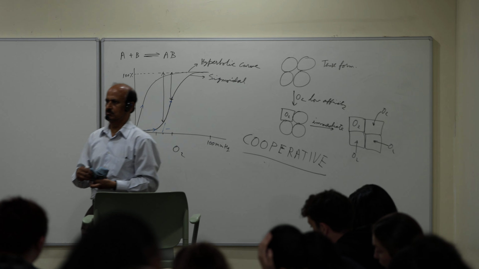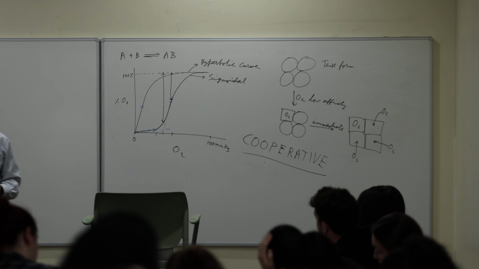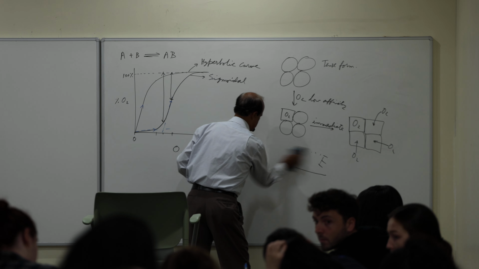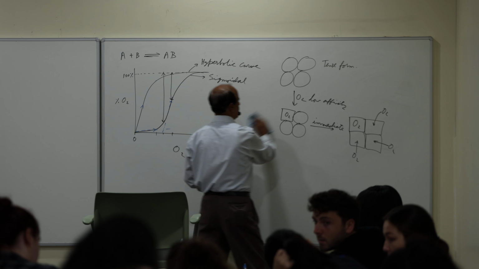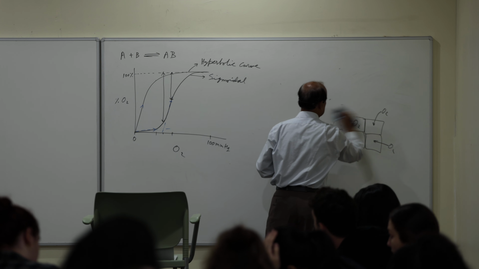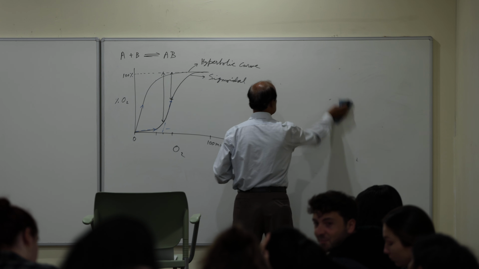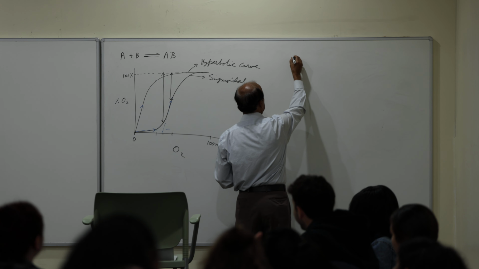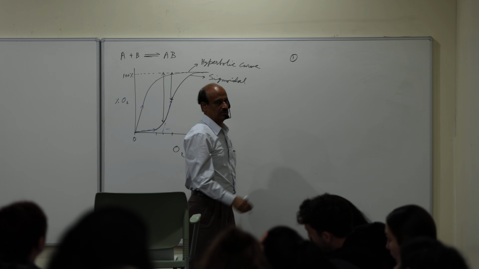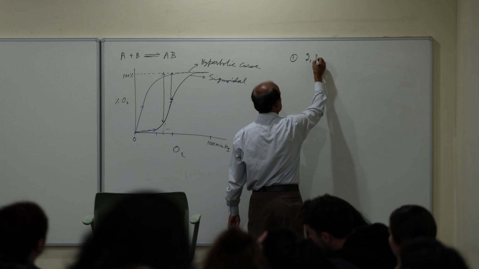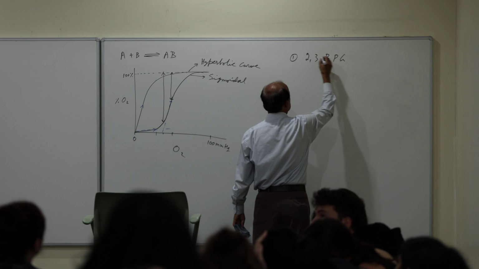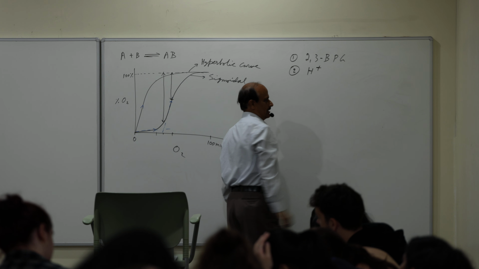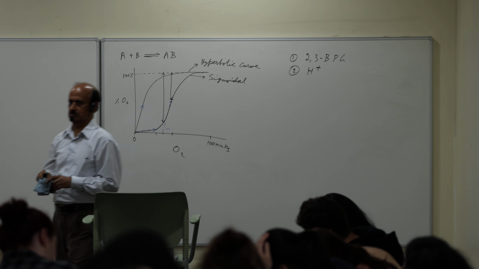Now there are some molecules that inhibit the binding of oxygen. We are talking about inhibitors that inhibit this process, and we'll talk about two inhibitors. One is called 2,3-BPG. And another inhibitor is just acid.